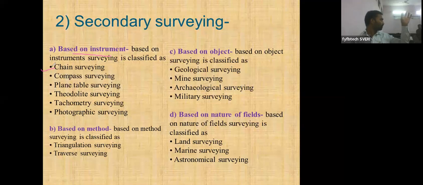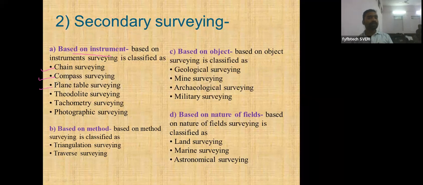Have you seen a chain? When you come to the basic civil lab, I will show you a chain. You might have seen it in your farm or in your village. When you want to measure an area, people use chains. That will be a 20-meter chain or 30-meter chain. By using chains, you can measure the area. That is called chain surveying. In some cases the compass is used. That is called compass surveying.